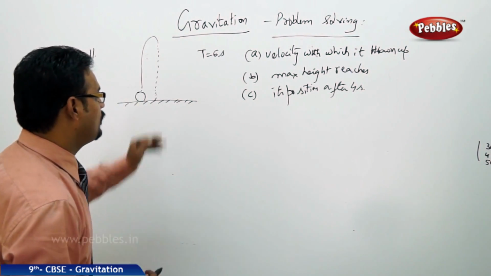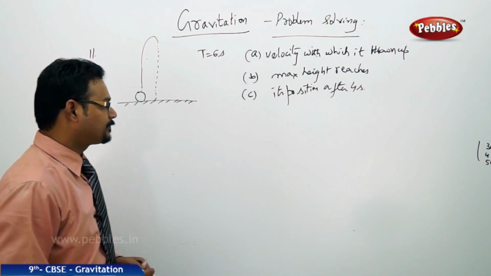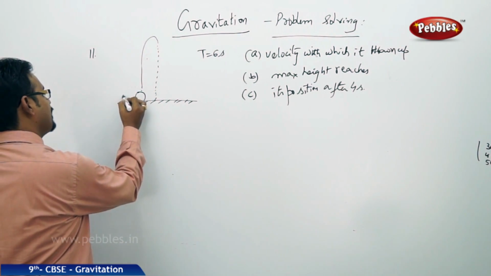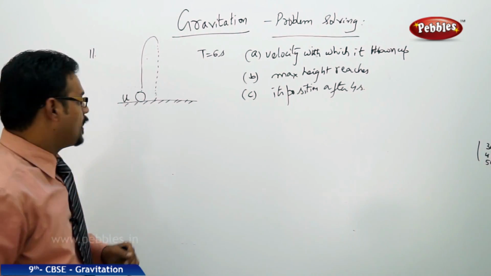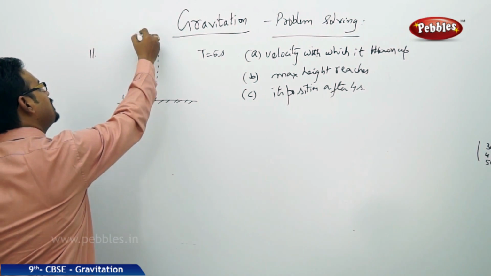Okay, now we will start with the first one, the velocity with which it's thrown up. So it's thrown up, so this is the velocity u. As you know, when the ball reaches maximum height, its velocity is 0.